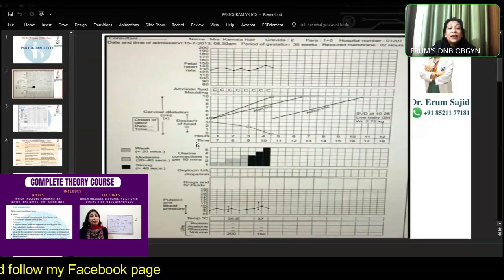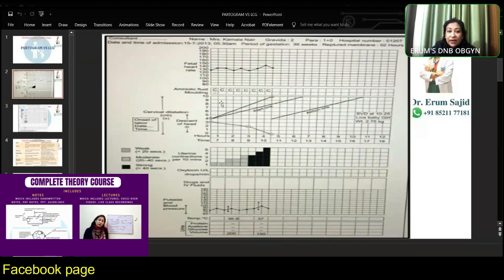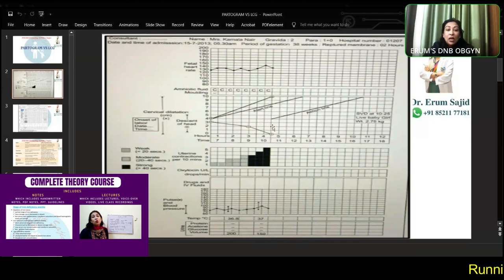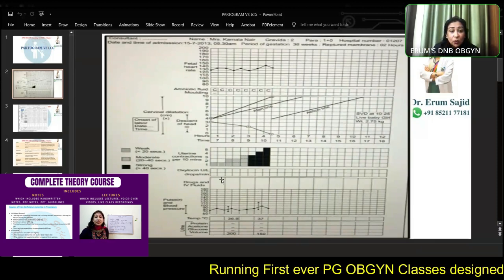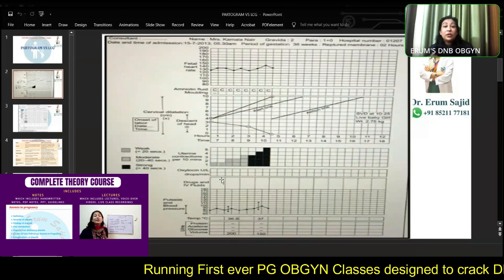Then at the same time, you come down to the next column. This was cervical dilatation, descent of the head. Okay, this is, I see it's marked. Coming down to the uterine contractions. See, uterine contractions is saying how hard the uterine contractions are, isn't it? Whether they are weak, whether they are moderate, whether they're strong.